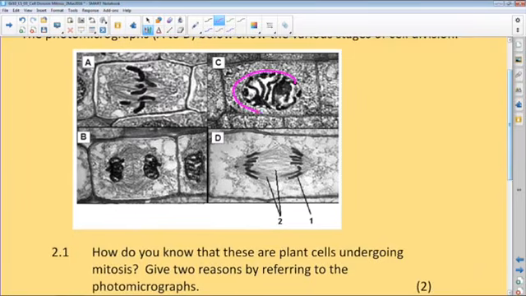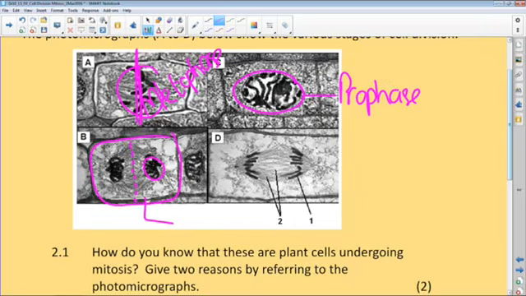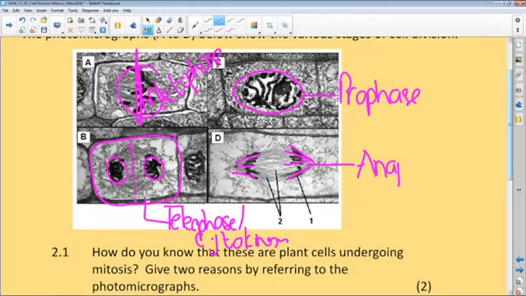Look at the nuclear membrane. It's still there. That would be prophase. Look at the chromosomes on the equator, the middle. That would be metaphase. Look what's happening here. It's a plant cell, so a cell wall is dividing and they finish dividing. That is telophase, or you could also say cytokinesis. And have a look what's happening here. They're being pulled to the poles, and that shows you anaphase.